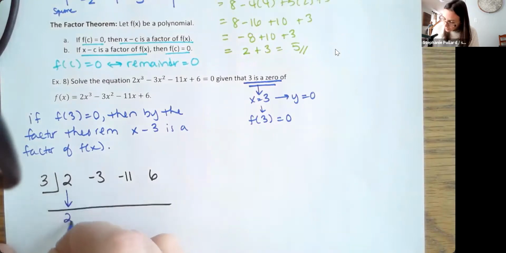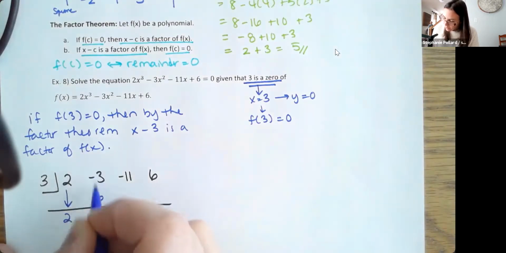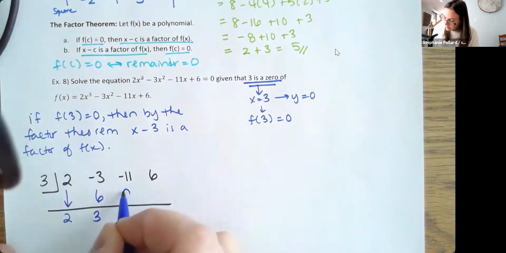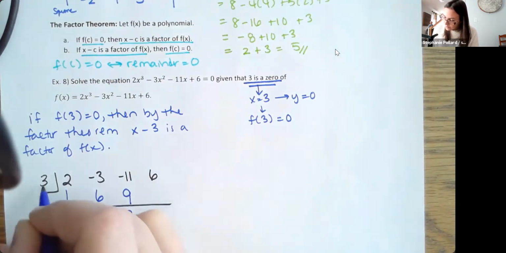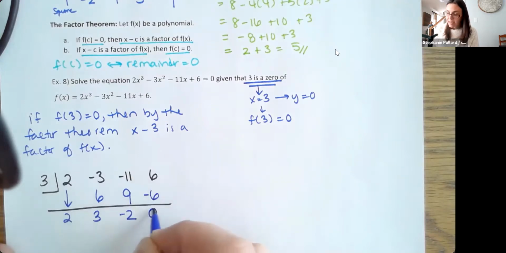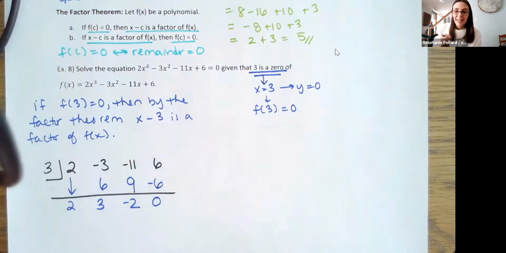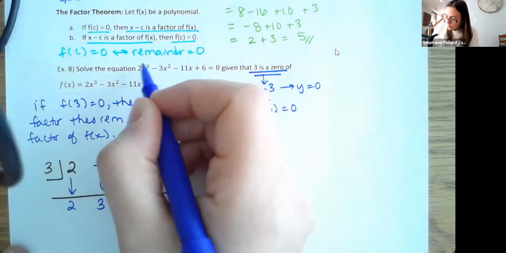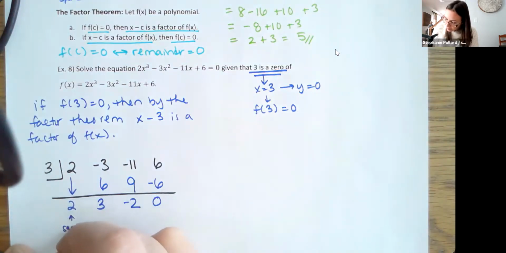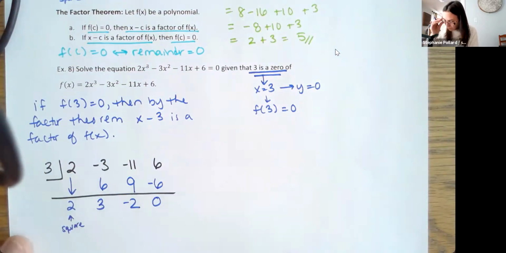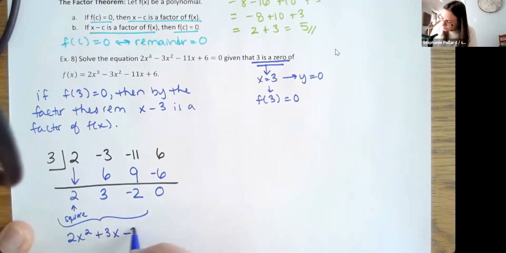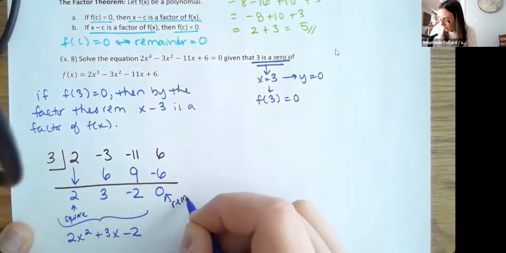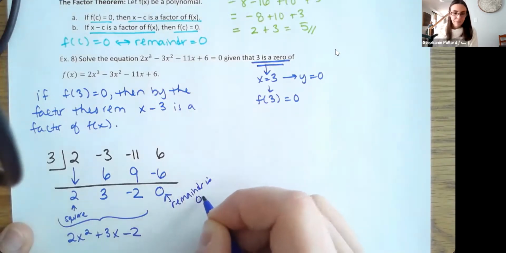Bring down the 2. 3 times 2 is 6. Add these together, I get 3. 3 times 3 is 9. Add these together, I get -2. 3 times -2 is -6. And I get a 0, which is good. I should have a 0 at the end because my remainder here is supposed to be 0. This happens to be a cube, so I'm starting here with a square. So what I see here is that this becomes 2x squared plus 3x minus 2. And again, my remainder here is 0.